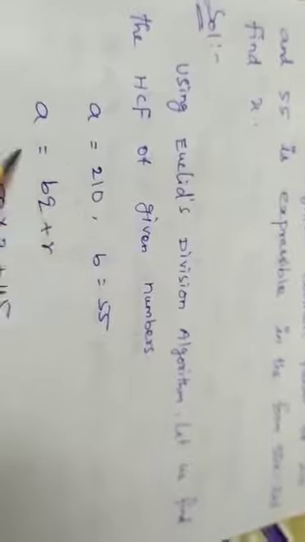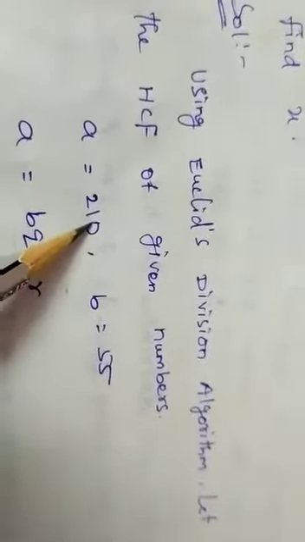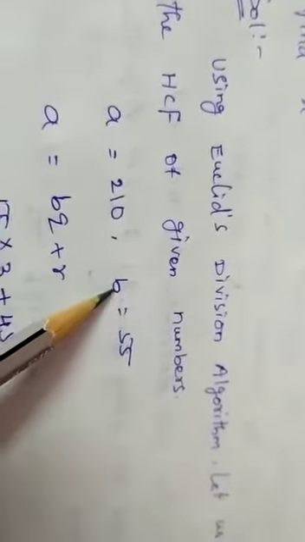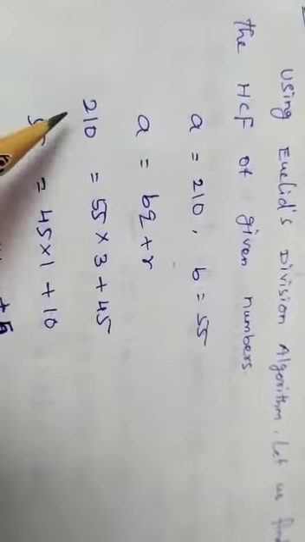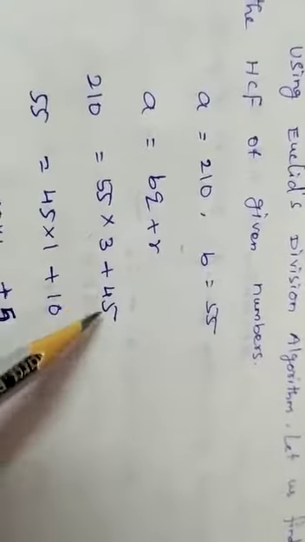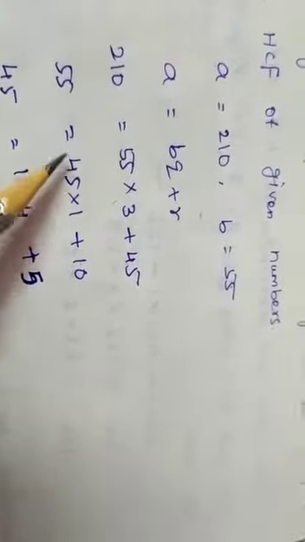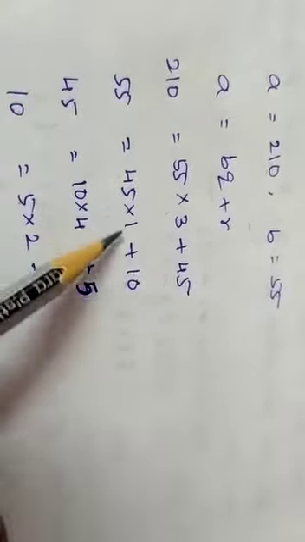You know that a equals bq plus r. That is Euclid's division lemma. So let me take a as 210 and b as 55. Since 210 is bigger, it should be taken as a, and the smaller one should be taken as b. So we'll substitute the values of a and b in this formula: 210 equals 55 into 3 plus 45. Then we'll take this 45 too, that is 55 equals 45 into 1 plus 10, then we'll take 45 here, then 10 here.